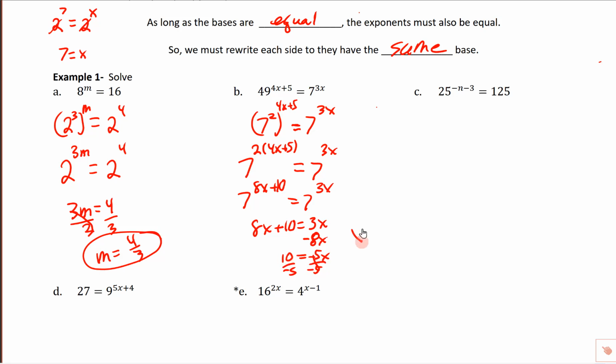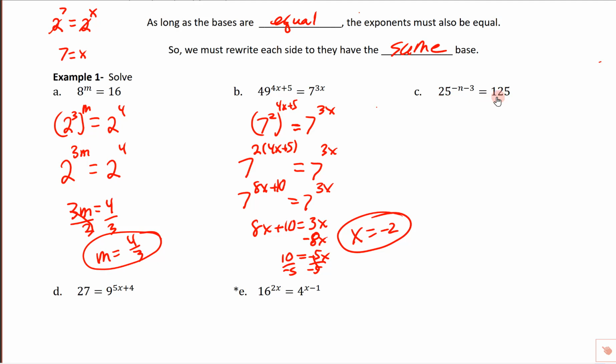So we end up with x equals negative 2. So there's the answer to that. If I were to plug in a negative 2 here and a negative 2 there, they would equal each other. The two sides would be equal to each other if you threw that into a calculator. Okay, let's take a look at another one.